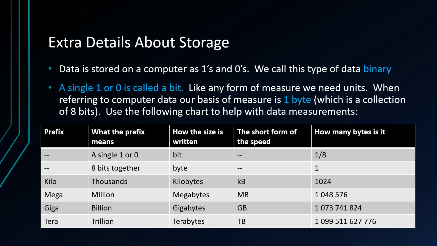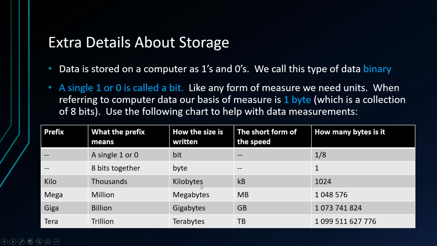So down below here, I've created a chart of all the different units of measure we have when we're talking about data. So what we see here is a single 1 or 0. Our smallest form of measurement is a bit. And obviously there is no short form for that. A bit is a bit. And it is 1/8 of a whole byte. The byte is the standard unit that we're going to use. We typically don't use bits, we use bytes. So 8 bits together make up 1 byte.